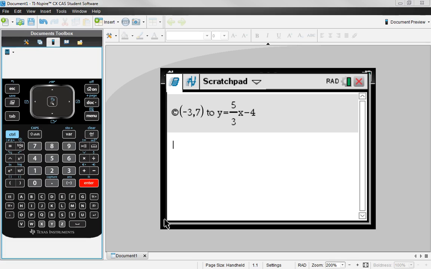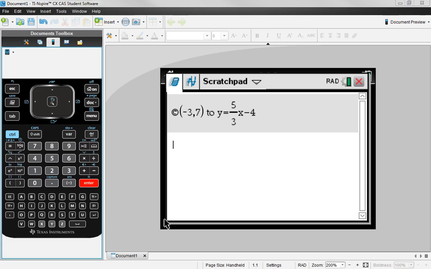So to briefly summarize, to find the distance from the point -3, 7 to the line y equals 5/3 x minus 4, it's basically a three-step process. I'm going to find the equation of a line that's perpendicular to the line given that passes through the point -3, 7. Then I'm going to find the point of intersection of that perpendicular line with the line given. And then I'll use the distance formula to find the distance between the point -3, 7 and the point of intersection that we just found. You'll see that if you use your calculator efficiently, there's very little work that you have to do by hand. In fact, there's no work to do by hand in this particular problem.